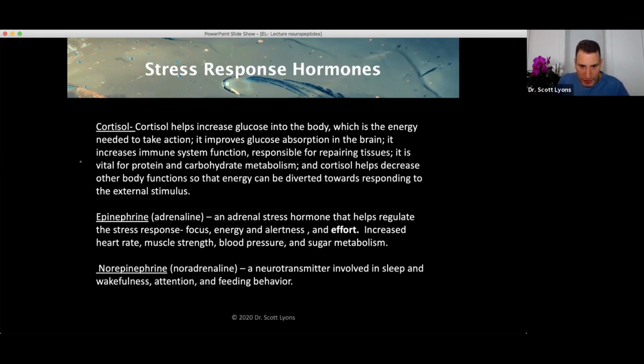Epinephrine and adrenaline. So an adrenal stress hormone that helps regulate the stress response. It helps us with focus, energy, alertness, and effort. This is an important one. Both cortisol and epinephrine are really significant. It gives us the boost to effort into things, the energy to expend to take action.